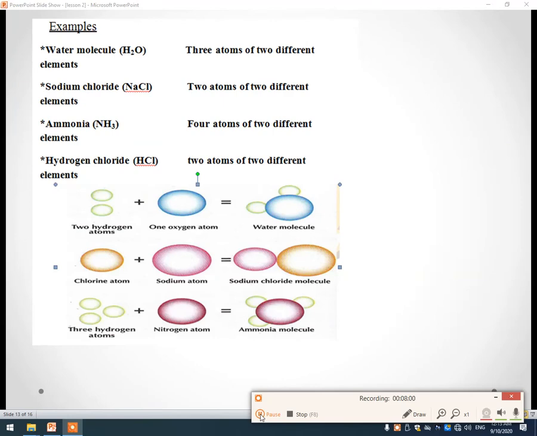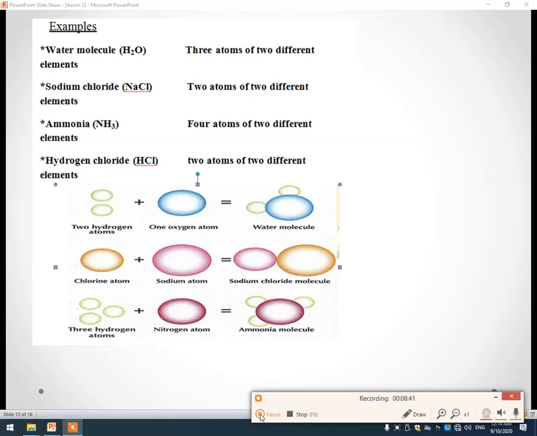Now we have some examples of compounds. Like we said, the first compound is the water molecule, which you can write H2O. If you look here, how many atoms do we have? We have 3 atoms, 2 of hydrogen and 1 of oxygen. So the total number of atoms is 3 atoms of how many elements? Of 2 elements, hydrogen and oxygen. So here we have 3 atoms of 2 different elements, 2 from hydrogen and 1 from oxygen.